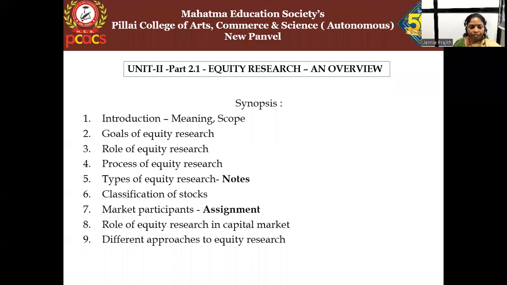Welcome everyone. We'll be starting with Unit 2, Part 2.1, Equity Research and Overview. The synopsis of the unit is as follows.